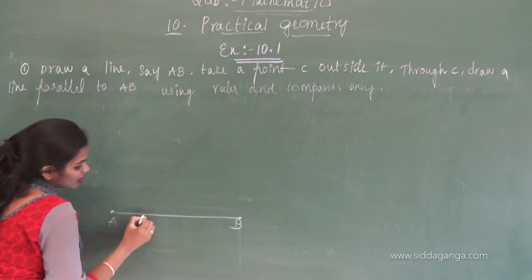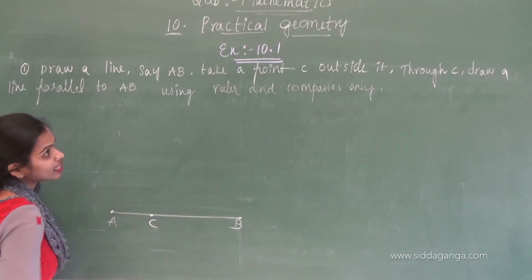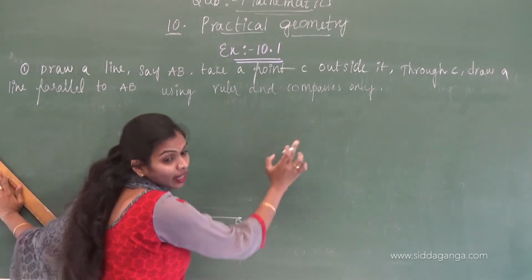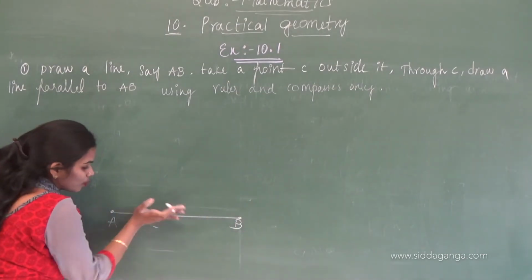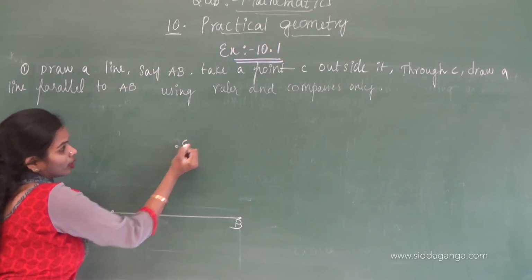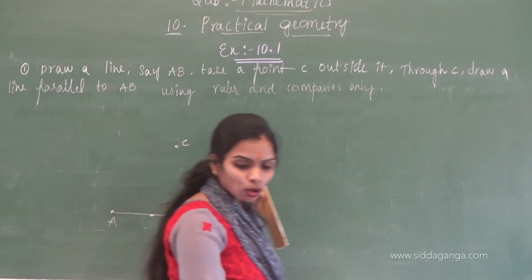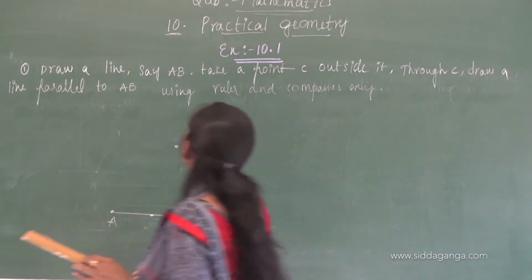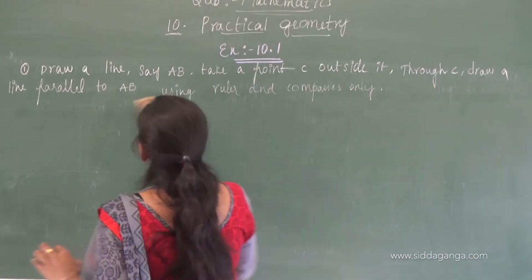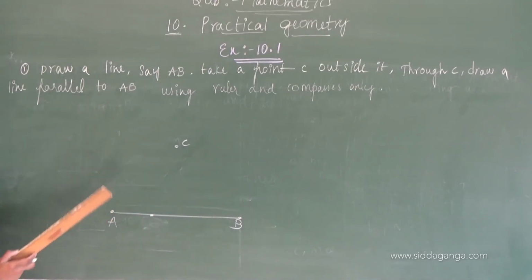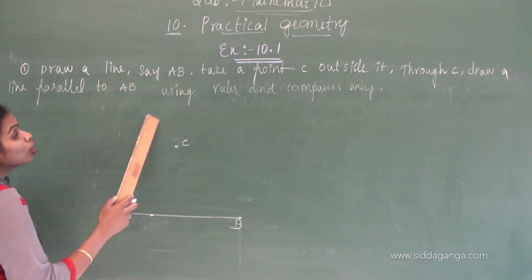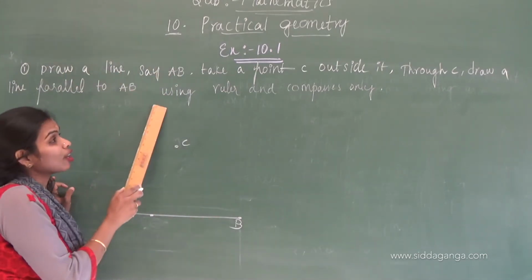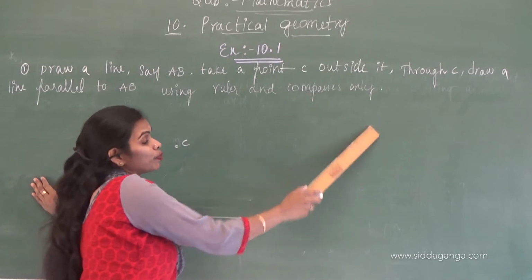Take a point C outside it. Okay, take a point C outside it. Through C, draw a line parallel to AB using ruler and compass.